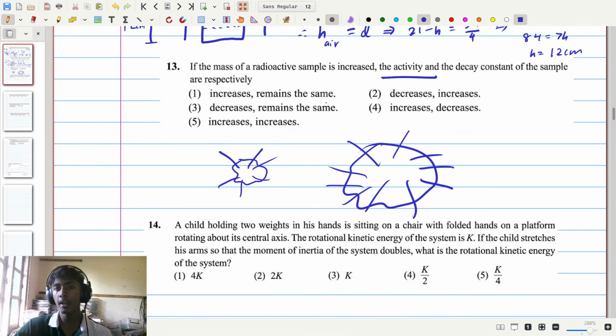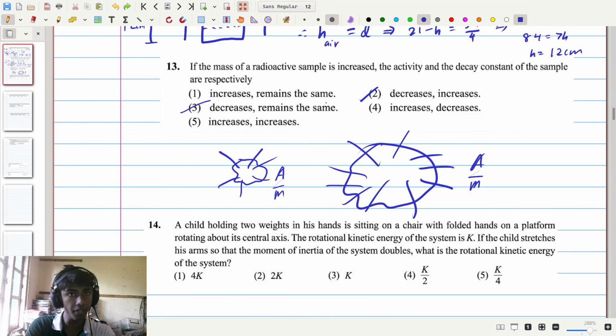The activity increases. Now instead, the activity per unit mass of something will remain constant. It's only the activity that increases. The activity per unit mass, or activity divided by mass, of both of these is still the same. So out of the answers, it could be 1, 5 or 4. Now considering the other one, the decay constant of the sample. The decay constant of a sample is a constant for a given radioactive material. Due to that, if we have the same radioactive material and we increase its size, the decay constant will remain the same. So therefore, for question number 13, the answer is answer number 1, increases and remains the same.